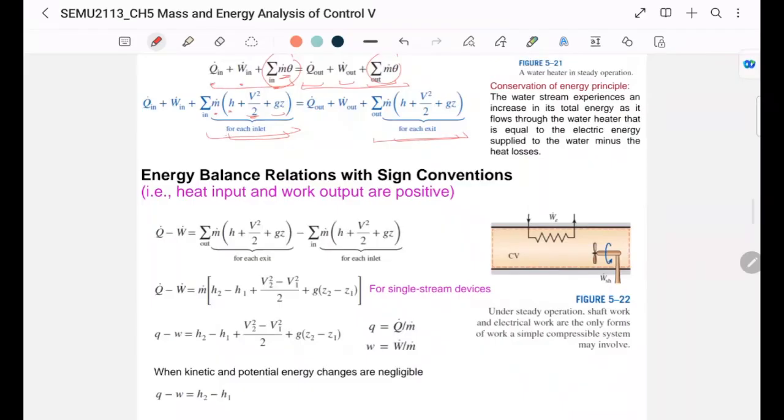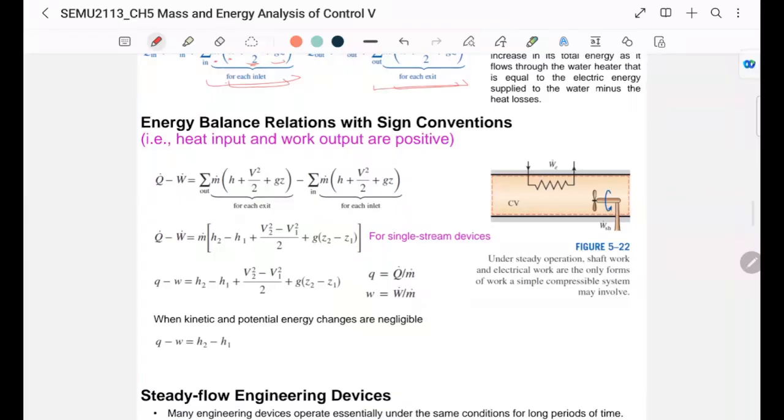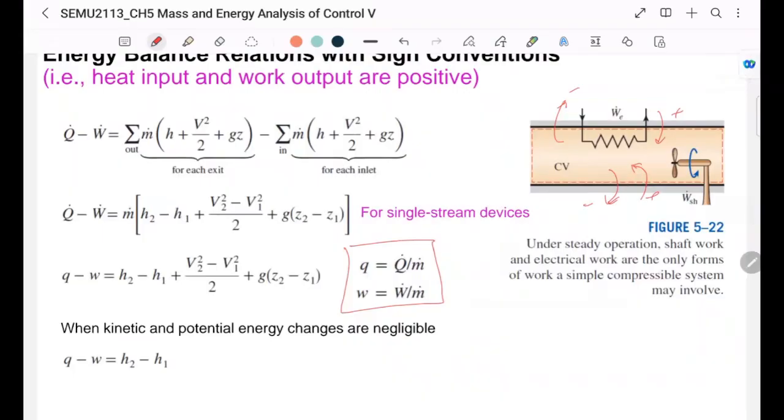And sign convention, well, I think the easiest is if the work goes in, energy goes in, then it's positive. If they go out, it's negative. I think that's much easier to remember. And of course, everything can be expressed in specific terms as well. It's not a problem.